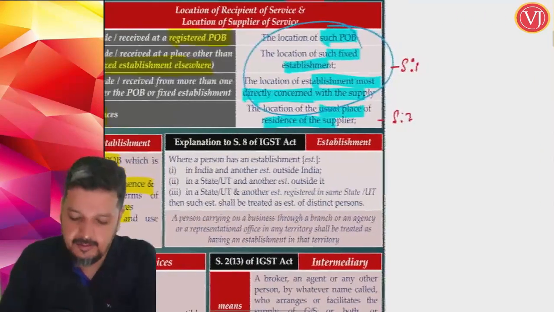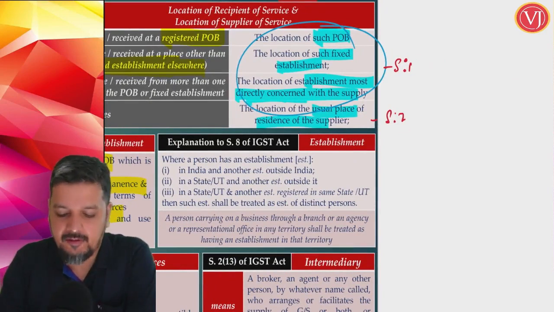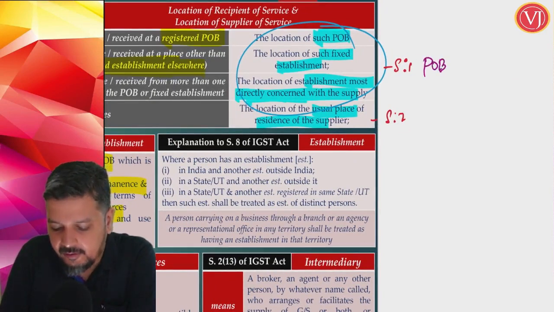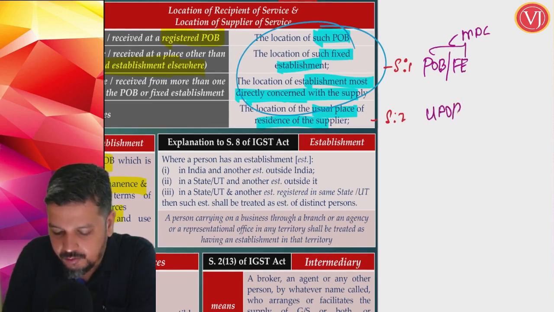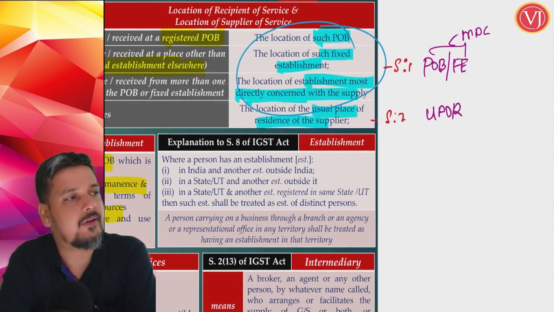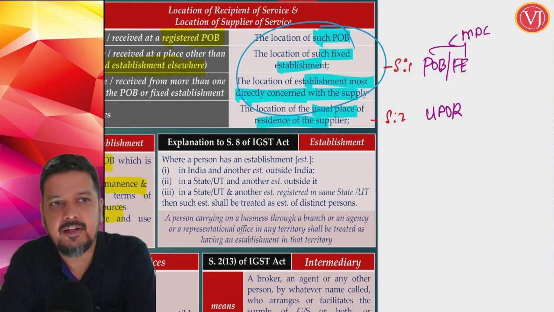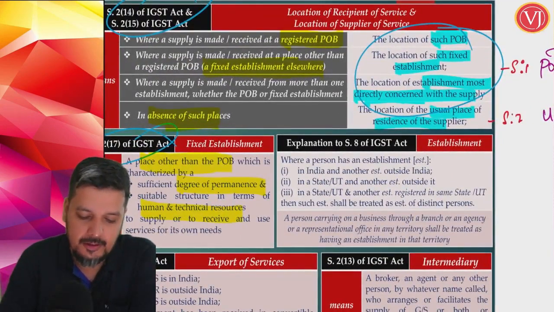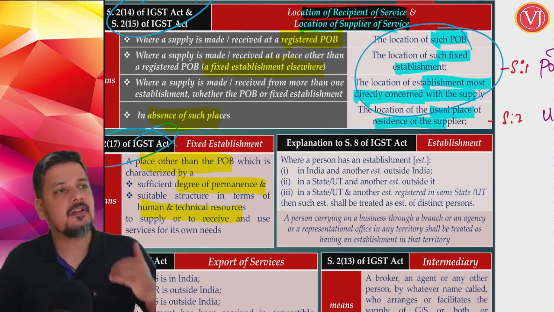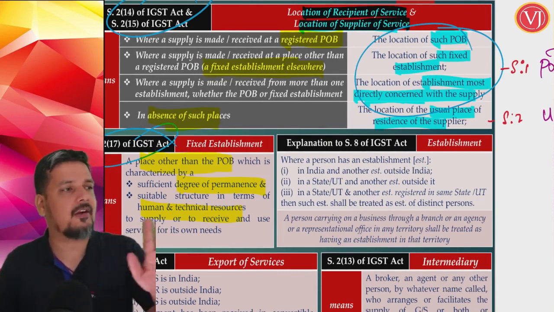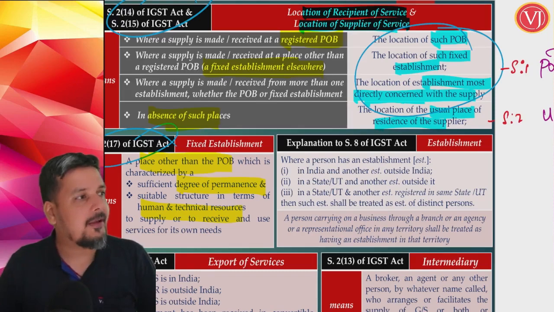So step number 1 is, if you have a place of business or fixed establishment, it is that place of business or fixed establishment which is most directly concerned. If you don't have that, it is the usual place of residence. Are you clear with this understanding? By the way, we are only talking about location of supplier of service. Same thing for recipient of services, we replace the term supply with receipt, so it is location of recipient of service. We are not concerned with this, but we are focusing on location of supplier of service.